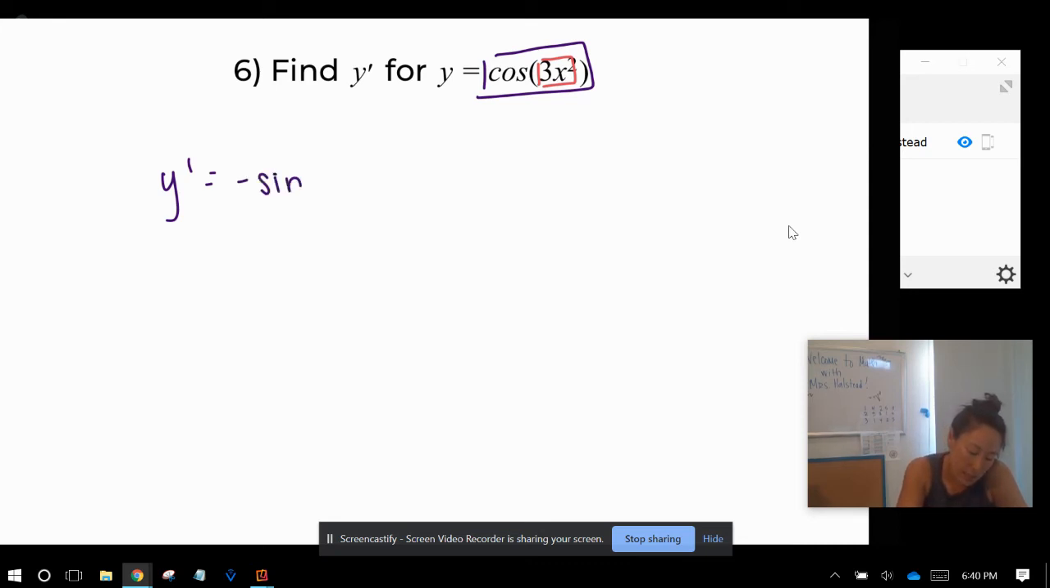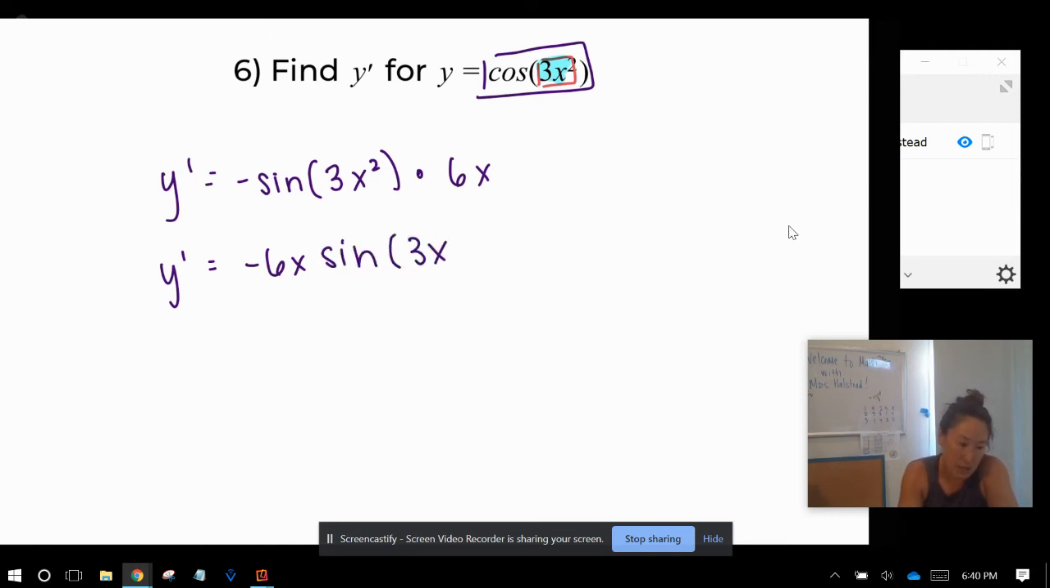negative sine of, we keep the inside, 3x squared, times the derivative of the inside, which is 6x. So we get y prime is equal to negative 6x sine of 3x squared.